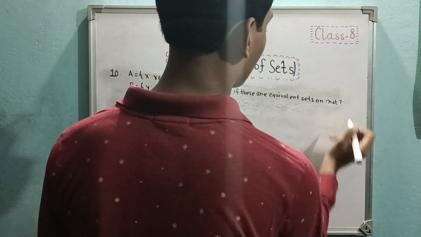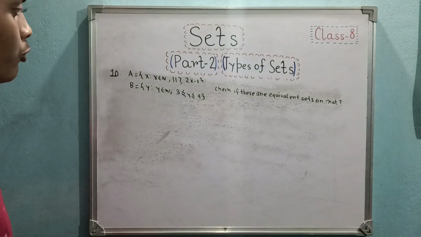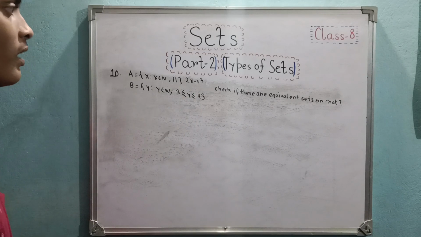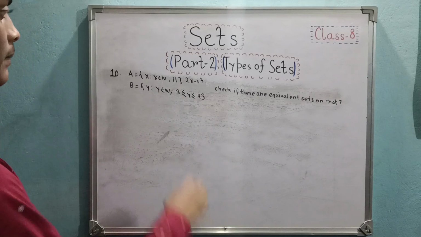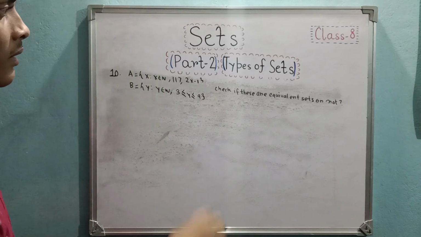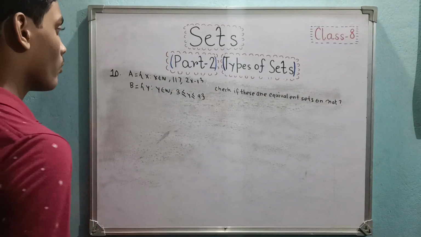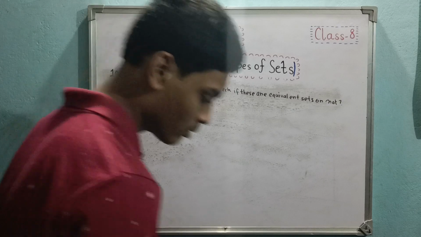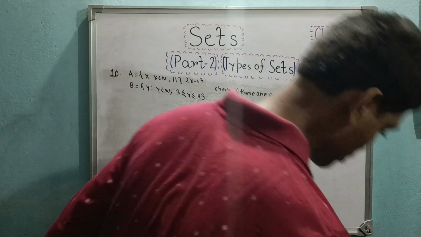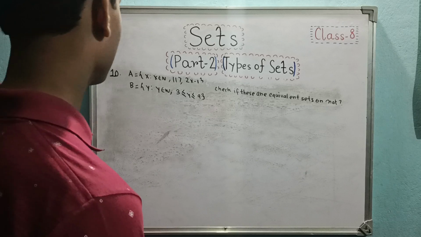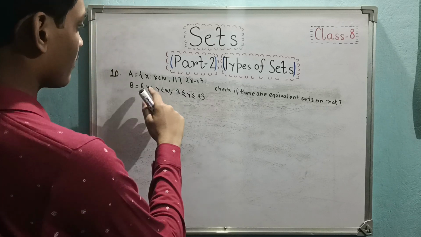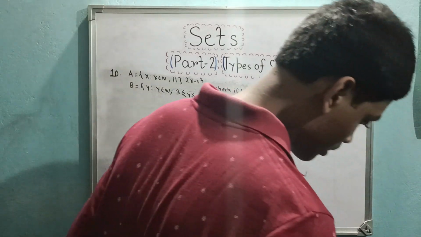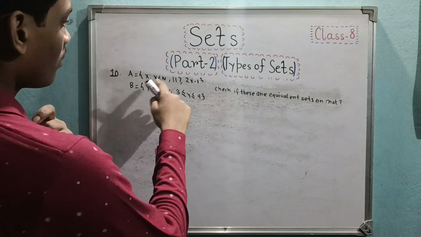Okay. Let me explain to you what is equivalent. If two sets A and B have the same number of elements, suppose A has 3 elements, B also has 3 elements, then they are said to be equivalent sets. If the number of elements in A and B are not the same, then they are not equivalent sets. Let's check what elements A has. So x belongs to natural numbers.